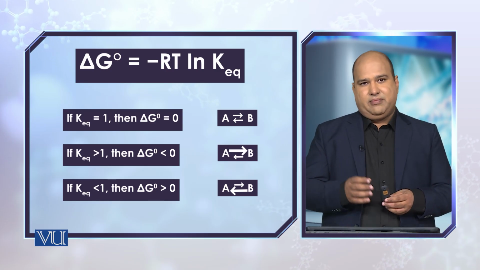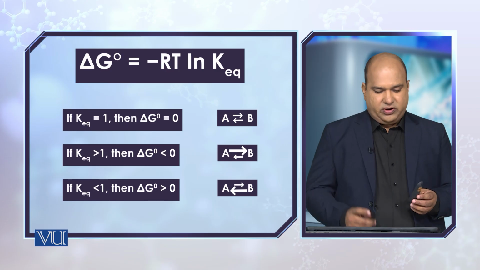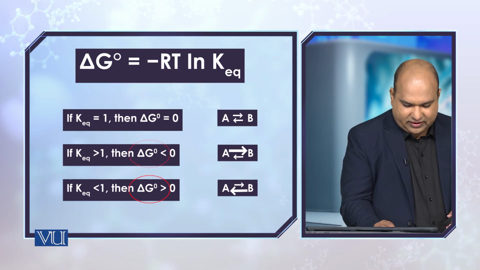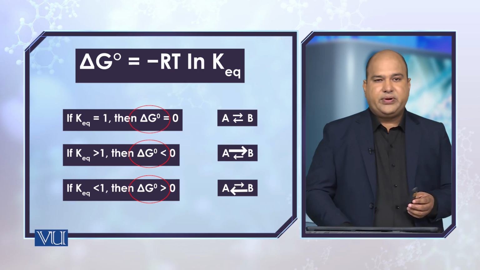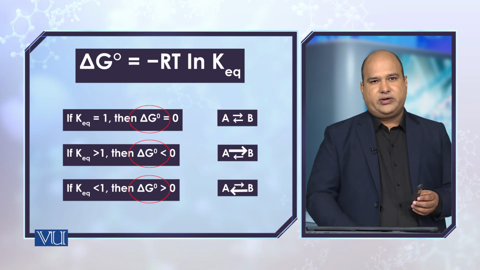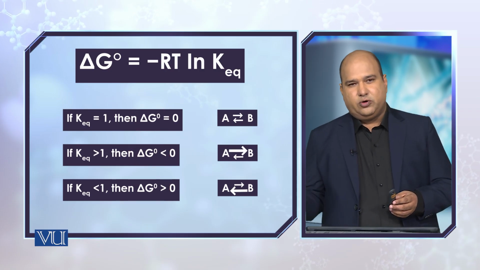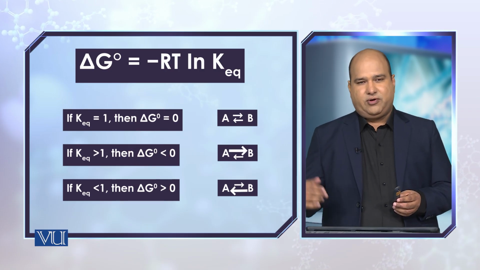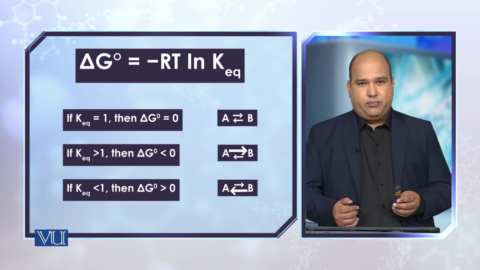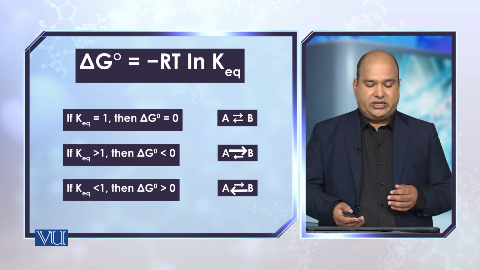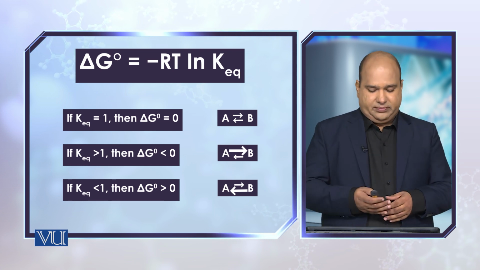In this way, by simply calculating the value of delta G naught, you can predict whether or not a reaction will occur spontaneously, whether it will go in the forward direction, that is the formation of the product will take place, or whether it will move in the reverse direction, or whether the reaction is at equilibrium.